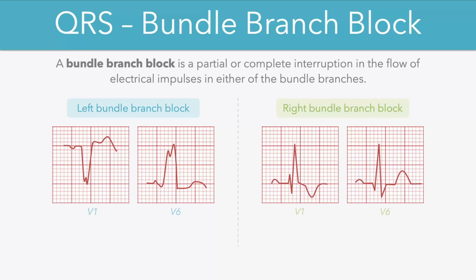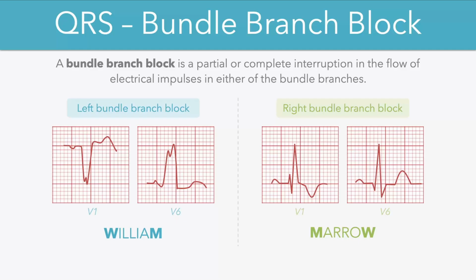One method of remembering the types of bundle branch block shapes is the phrase William Morrow. So if we look at the word William first, we can see that we have a W in V1, an M in V6, and the 2 L's in the middle represent the left-hand side.